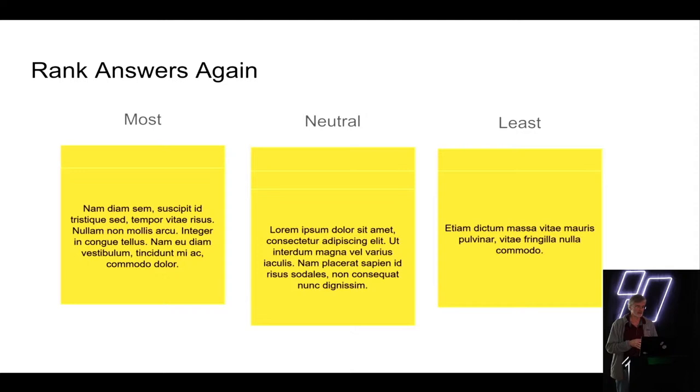Then the next round, and the last round in the in-person discussion, would be to rank things again. Now that you've talked about these issues and had your discussion, again, what do you think is the most important, neutral, and least? And surprisingly or not surprisingly, we see convergence. When people do this, they converge on similar things.